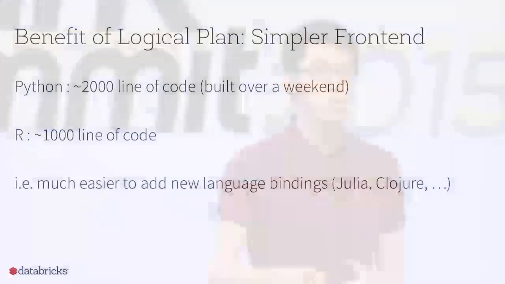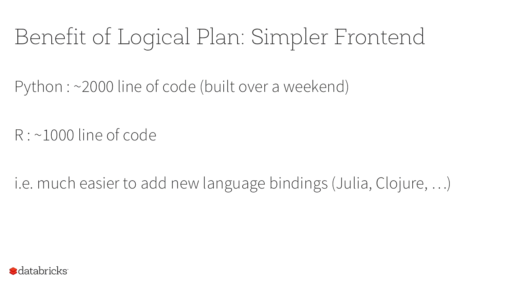The first benefit is it provides a much simpler front end. And by front end here, I don't mean your JavaScript, but actually the language front end, meaning the bindings and APIs we can provide in other programming languages beyond Scala and Java. In the case of Python, we actually implemented the entire data frame front end for Python in about 2,000 lines of code over the course of the weekend. In the case of R, we did it in a similar fashion, except with even less code, in about 1,000 lines of code.